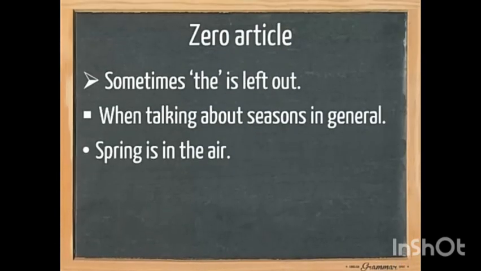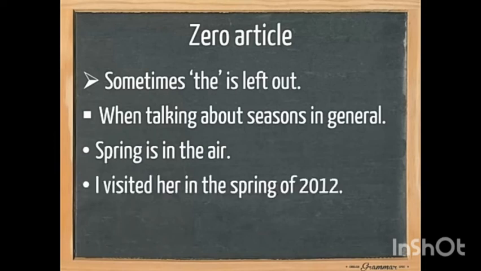Next, we don't use any article when we talk about seasons in general, like spring is in the air. But see the next example, I visited her in the spring of 2012. In the second example, we are referring to a specific season. That's why we have used the spring of 2012.